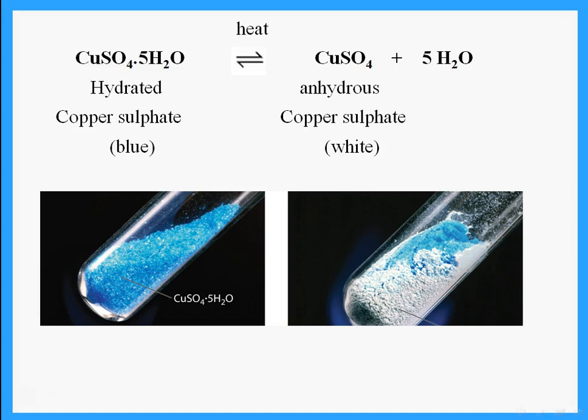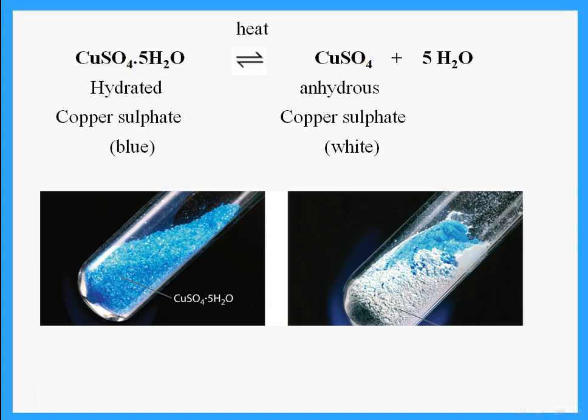If we have hydrated copper sulfate, you should realize that the word hydrated means it has water of crystallization, or the crystals have water in them. So instead of just being CuSO4, it's CuSO4 with 5 water in it. So that is called hydrated copper sulfate, and that is blue. Now, if I heat this blue solid, the water evaporates and it becomes anhydrous copper sulfate.